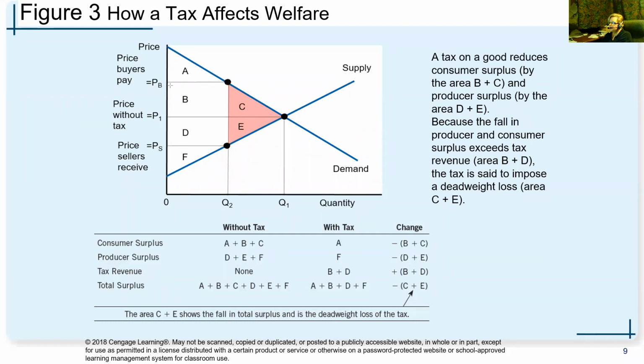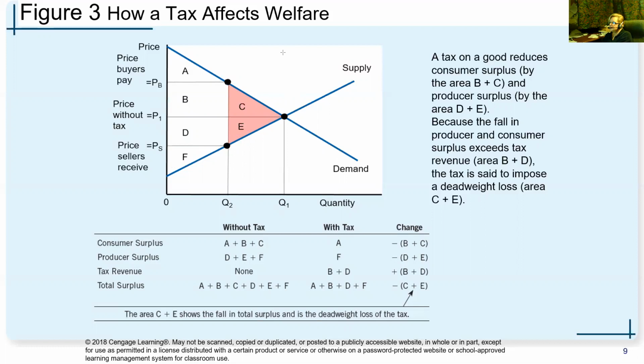Okay, so the first thing that we're going to see is that the original, without the tax, consumer surplus was originally this blue triangle. Producer surplus is going to be this pink area denoted by D, E, and F. Okay, so that was our original without a tax. Go ahead and clear that.